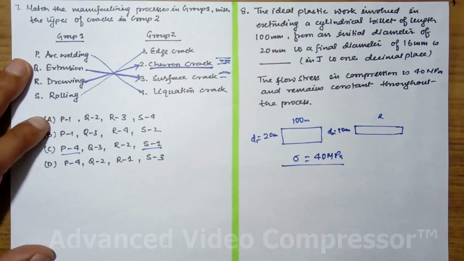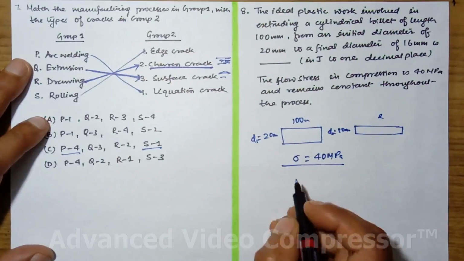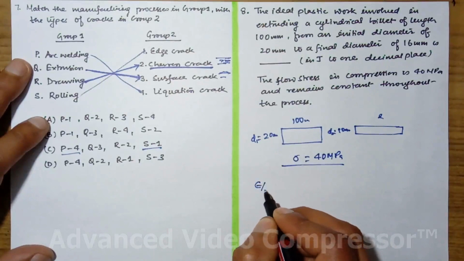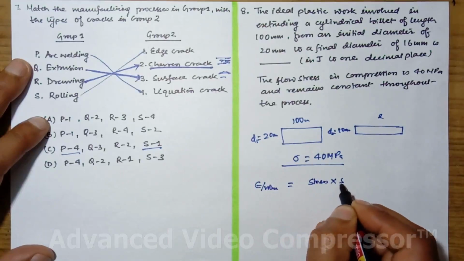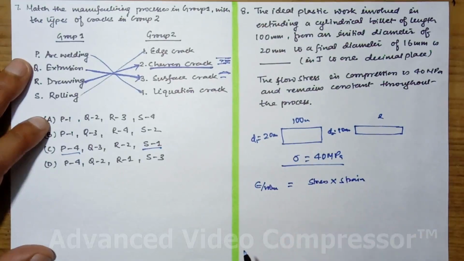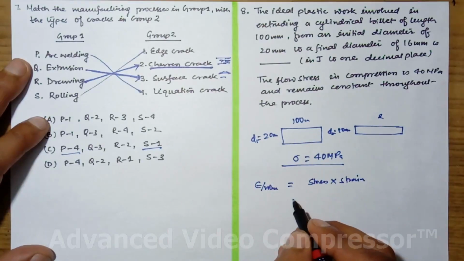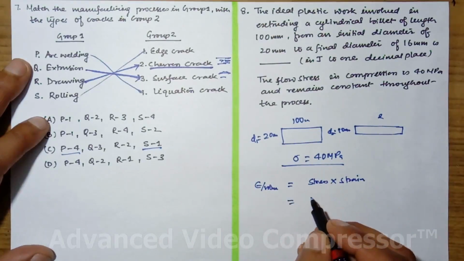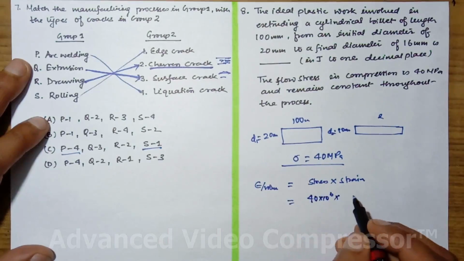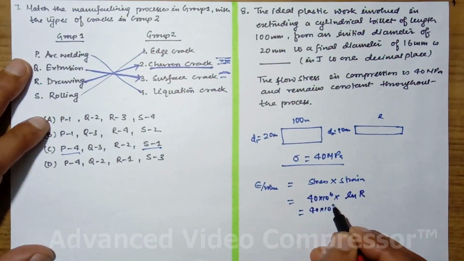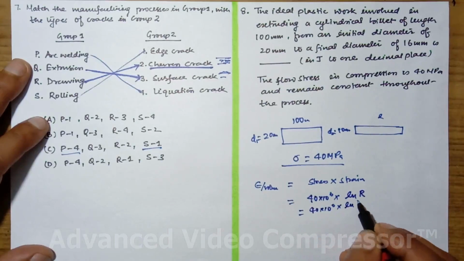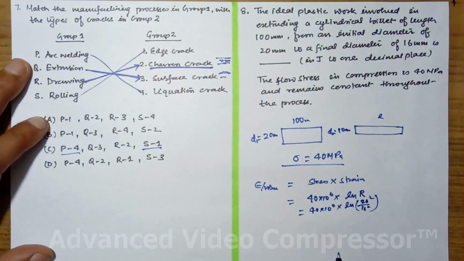Now we have to calculate the energy required. So we know that energy per unit volume required is stress into strain. Here stress is constant, which is equal to 40 MPa, and strain is basically ln R. So 40 into 10 power 6 into ln R, that is 20 square by 16 square. Okay, you got this?